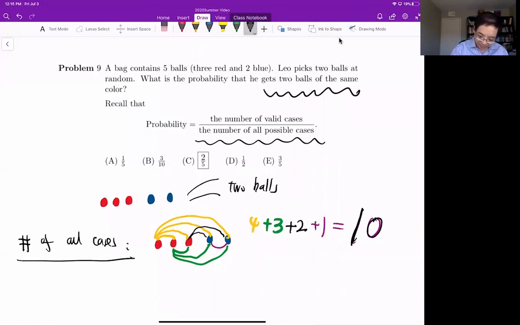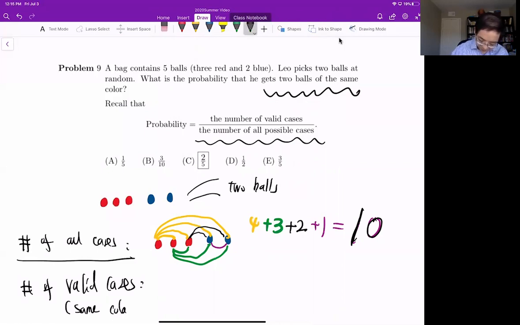All right, then let's figure out the number of valid cases. For our problem, a valid case means the 2 balls have the same color.